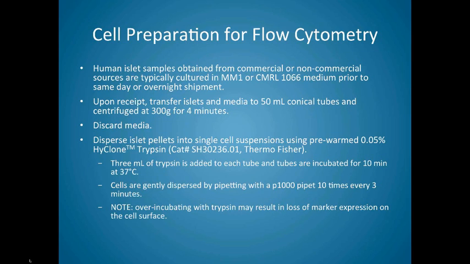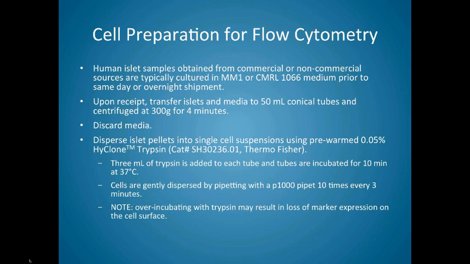But what we use, again, is high-clone trypsin. We use 3 mils of that trypsin in each tube and incubate that for 10 minutes. Usually the dissociation procedure involves anywhere from, say, 2,000 to 5,000 islets. That's a good general rule there. And then the cells are gently dispersed by pipetting during that 10-minute incubation period. About every 3 minutes, they're gently pipetted about 10 times to help dissociate the islets.